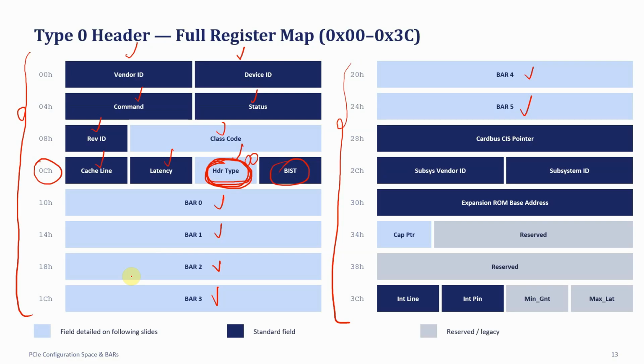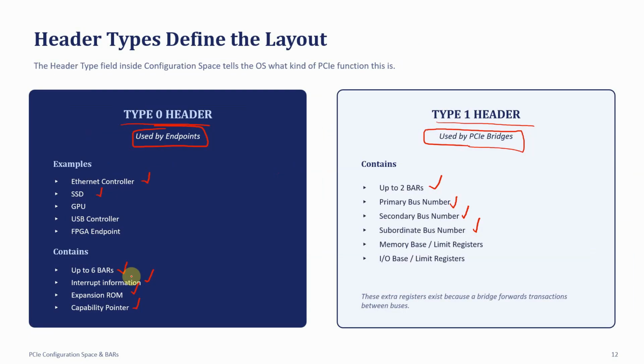So that's about this particular session. In our next session, we are going to discuss in great detail what exactly the type 0 header and the type 1 header are, and what different fields we are going to have in a configuration space.